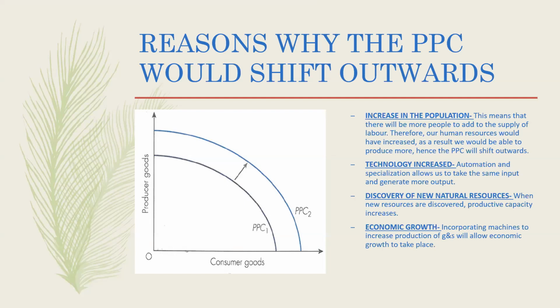How do you think it's going to show when we want to show this PPC shifting inwards? Good. This curve that you see as PPC2 will now be shown inside. The arrow will be showing downwards. It will not be showing outwards. It will be showing inwards. Not outwards, but inwards. That is because our resources have decreased. Okay?